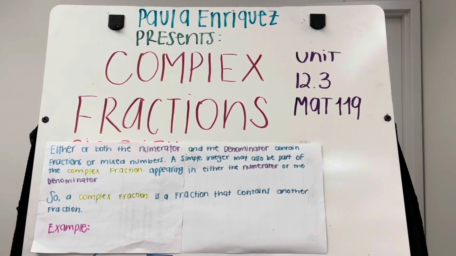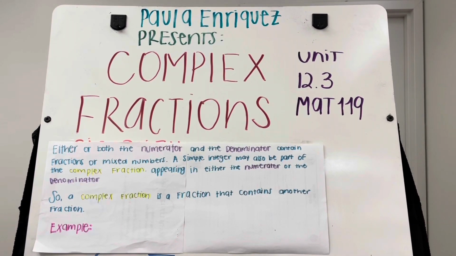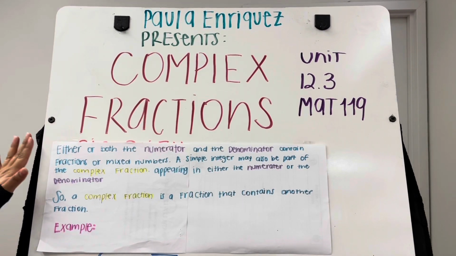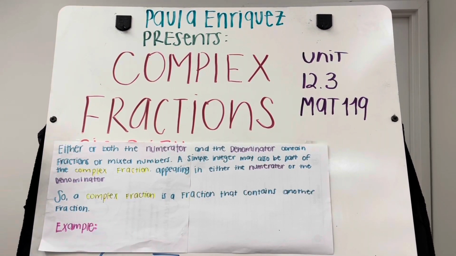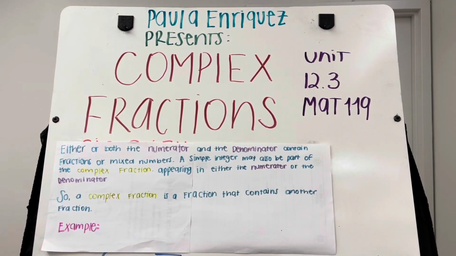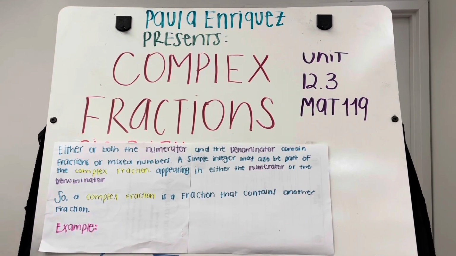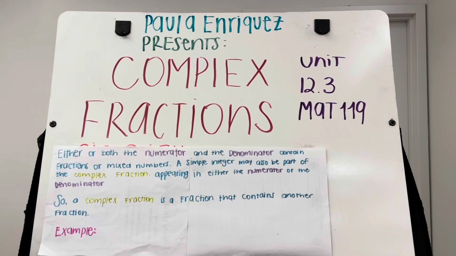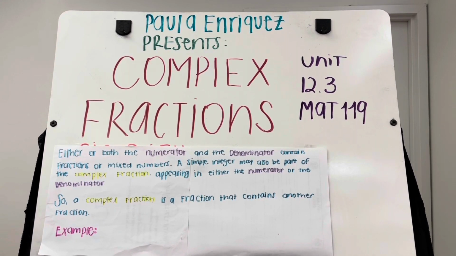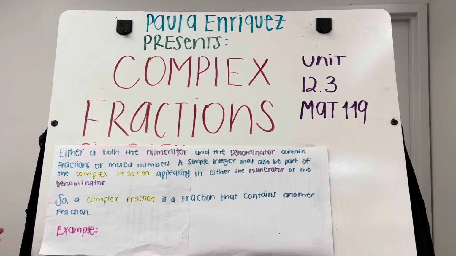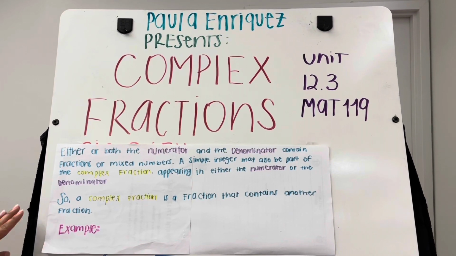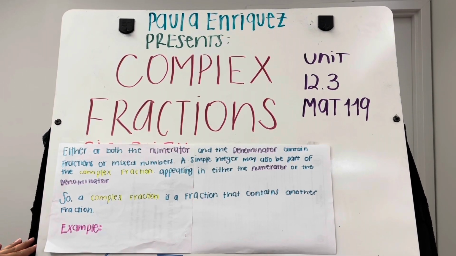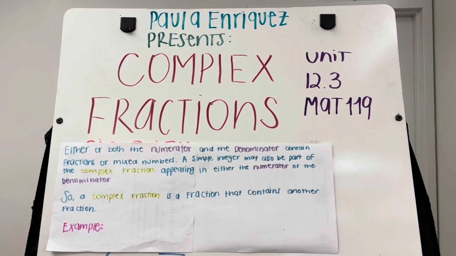Complex fractions, unit 12.3. So a complex fraction, by definition, is one where both the numerator and the denominator contain fractions or mixed numbers. A simple integer may also be part of the complex fraction, appearing in either the numerator or the denominator. So a complex fraction is a fraction that contains another fraction. And here's an example.